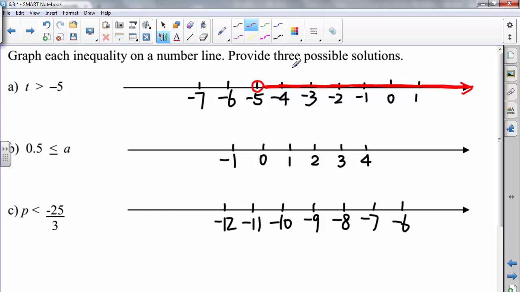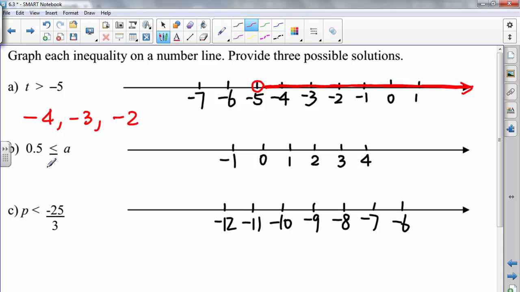Let's look at 3 possible solutions from the red region. In this red region, you can find infinitely many solutions which satisfy this inequality. Right now, I only need to illustrate 3 possible solutions. You can write down, for example, -4, -3, -2.